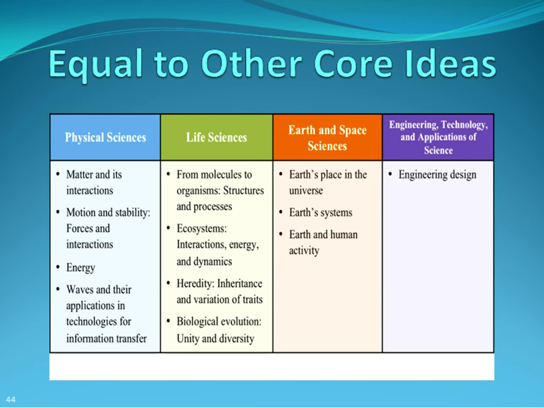So remember I mentioned a few minutes ago that it is a core idea along with the others. So these are all of the core ideas. In the physical sciences, you've got matter and interaction, energy and so forth. The life sciences, you've got 4 of them: understanding the structures and processes, understanding ecosystems, heredity, and then evolution. In Earth and space sciences, there are 3. The first one, Earth's place in the universe, really is about astronomy. Earth systems is how Earth systems interact with each other, formation of landforms, and so forth, and Earth and human activity. So as you can see probably already, these are all interrelated, so they aren't standalone.